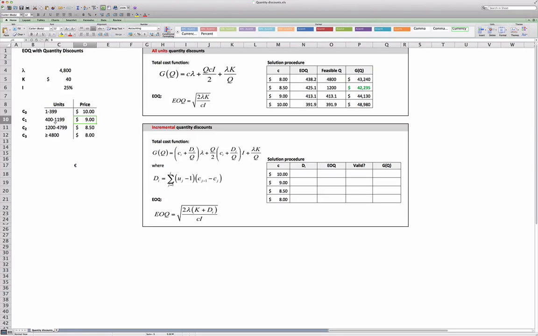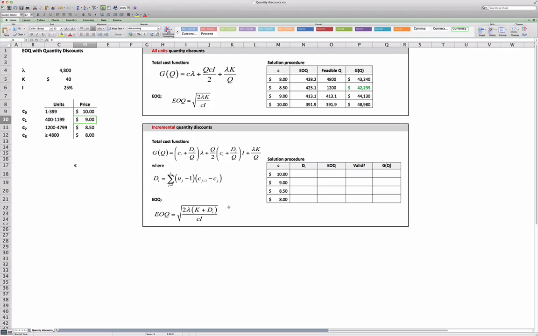So what we see here in this lower portion of our worksheet is a total cost function that takes this adjustment into account. You see that this total cost function differs from our standard total cost function in that we have these D sub I divided by Q adjustments that are also reflected in the EOQ formula. Well, this D sub I, as it turns out, simply represents the additional acquisition costs that we must take into account because we are dealing with incremental quantity discounts rather than all unit quantity discounts.